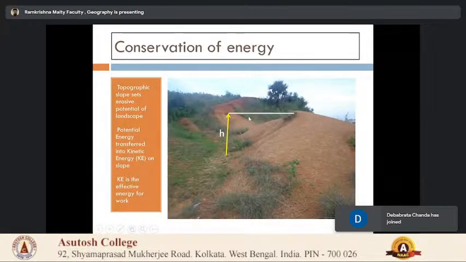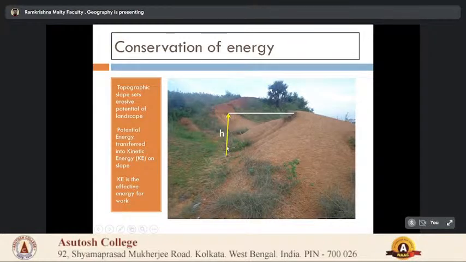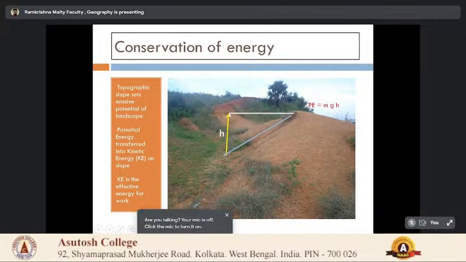Say, this is a landscape. This is a landform. It is its height, and it is the slope. You know the slope, or gradient. Then this height regulates its potential energy. You know the potential energy could be calculated by the formula mass, gravity, and height, m into g into h. And this height is this height. Okay?